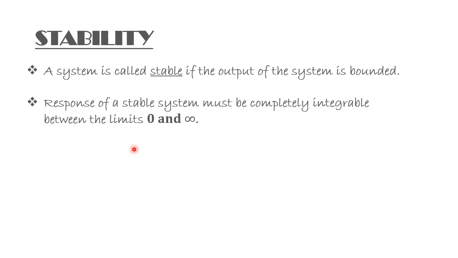Second point is the bookish definition. The response of the stable system must be completely integrable. Okay, it means that it should give a finite value if we integrate the response within the limit 0 to infinity. Okay, it should be less than infinity, then the system will be called stable. Mathematical representation of a stable system is given by this. And now let's see what about the graphical representation.